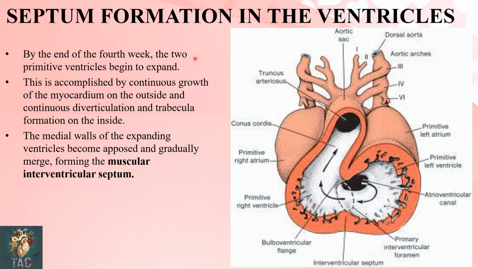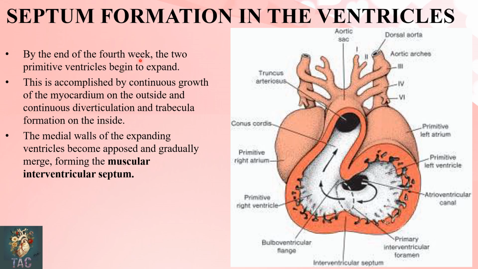Now we are going to discuss the septum formation in the ventricle. So first you have to understand 2 points, that the interventricular septum basically consists of 2 parts. One is the muscular part and the other is the membranous part. So first we will discuss the development of the muscular part.